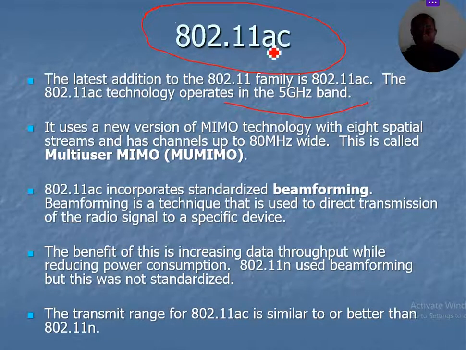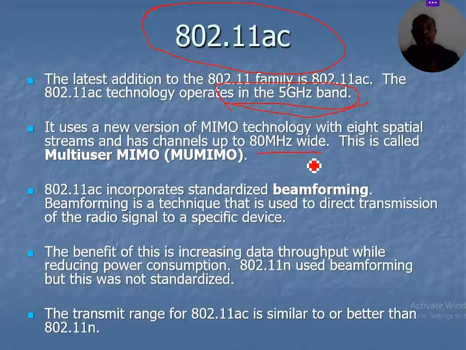Remember, the 802.11n can operate both in the 5 gigahertz bandwidth and the 2.4 gigahertz bandwidth. But the 802.11ac only operates in the 5 gigahertz bandwidth. Now, it uses a new version of MIMO technology with 8 spatial streams and has a channel up to 80 megahertz wide. So each channel will use 80 megahertz.